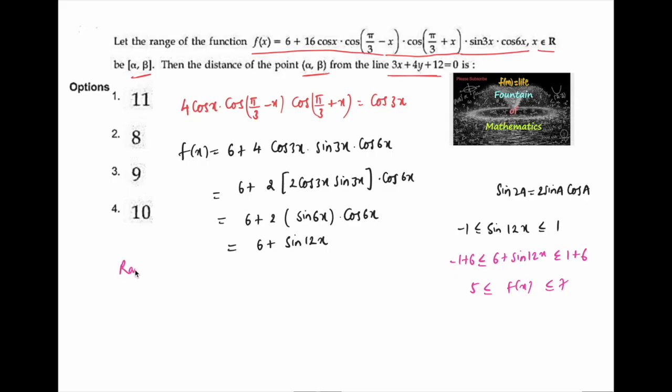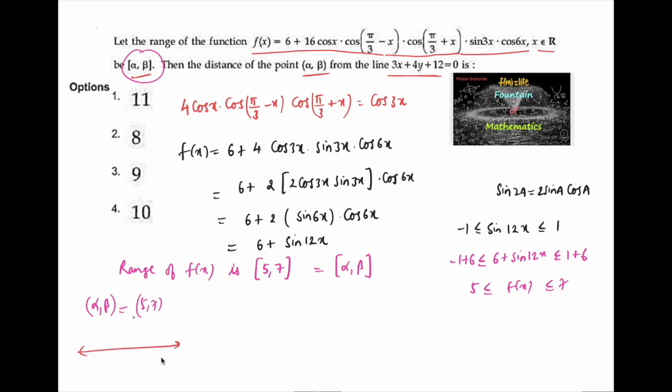So the range of f of x is 5 comma 7, which is given as alpha comma beta. So therefore alpha comma beta point can be taken as 5 comma 7. So now we need to find the distance from this point upon the line 3x plus 4y plus 12 is equal to 0.